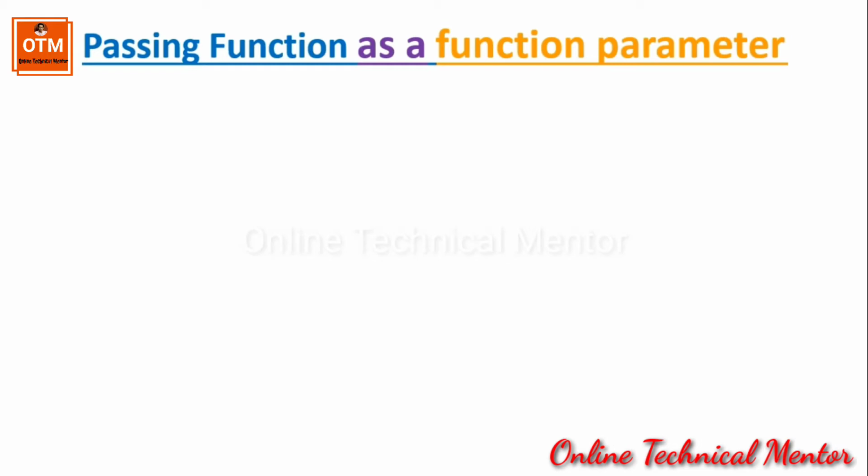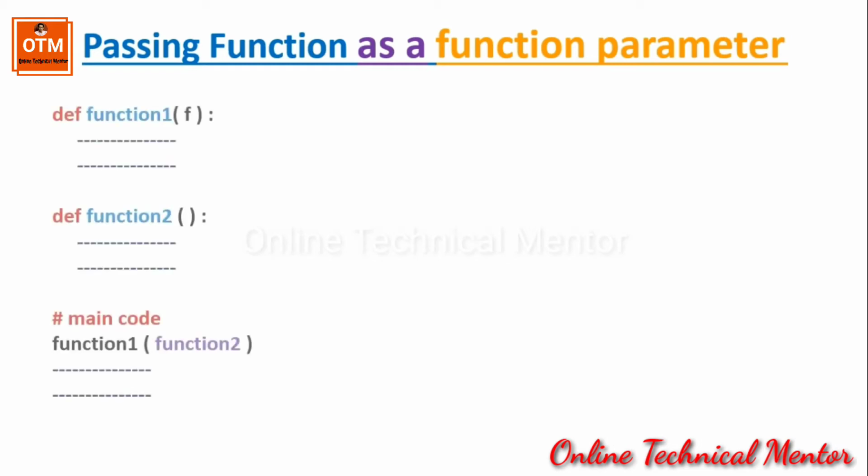Before explaining this topic, let me show you one thing. Suppose we have two functions. This is def function1, and it accepts a parameter f and it has some body. And look at the second function, def function2, it also has some code to execute.